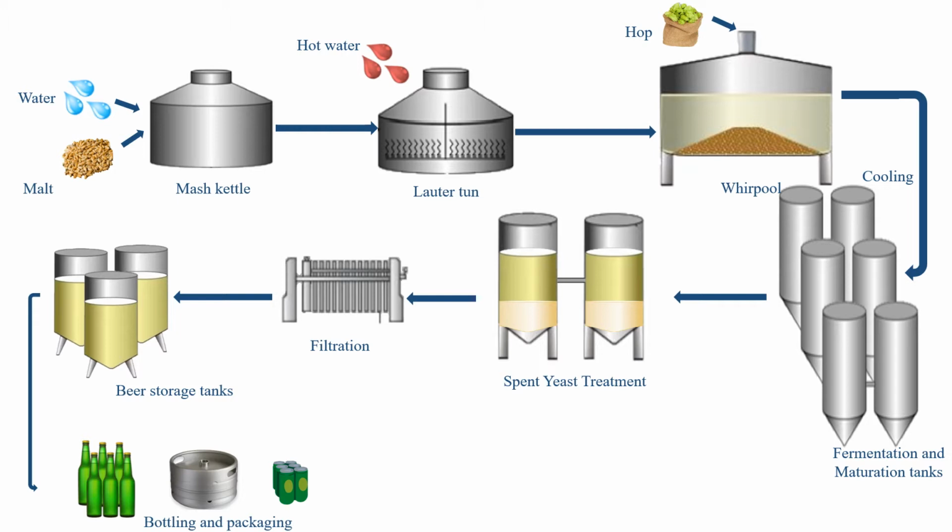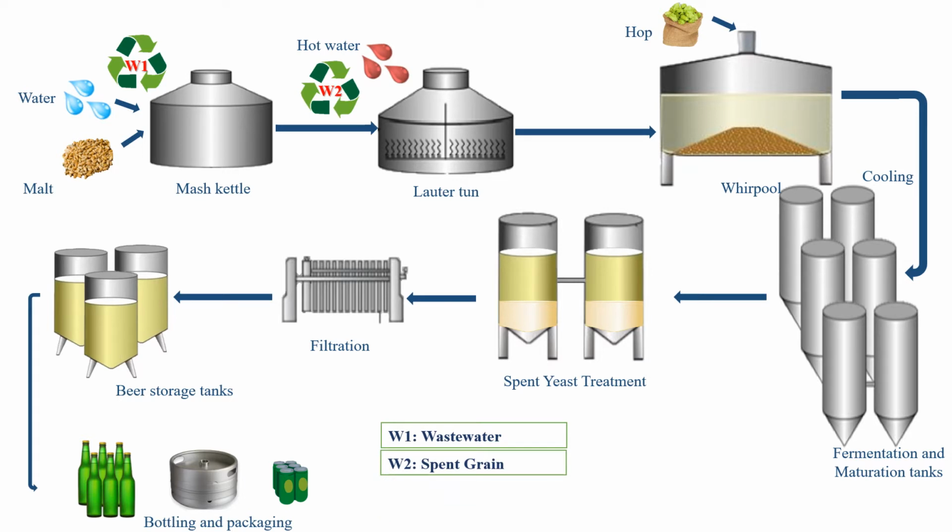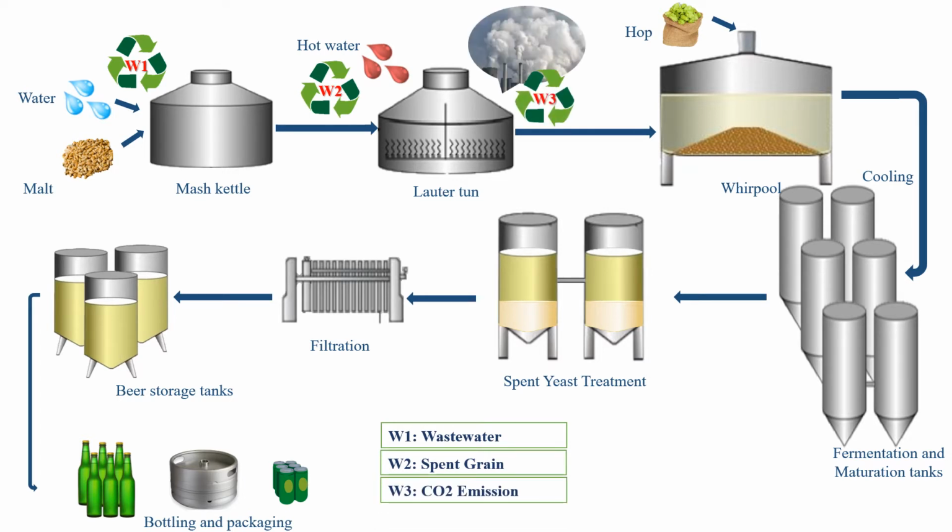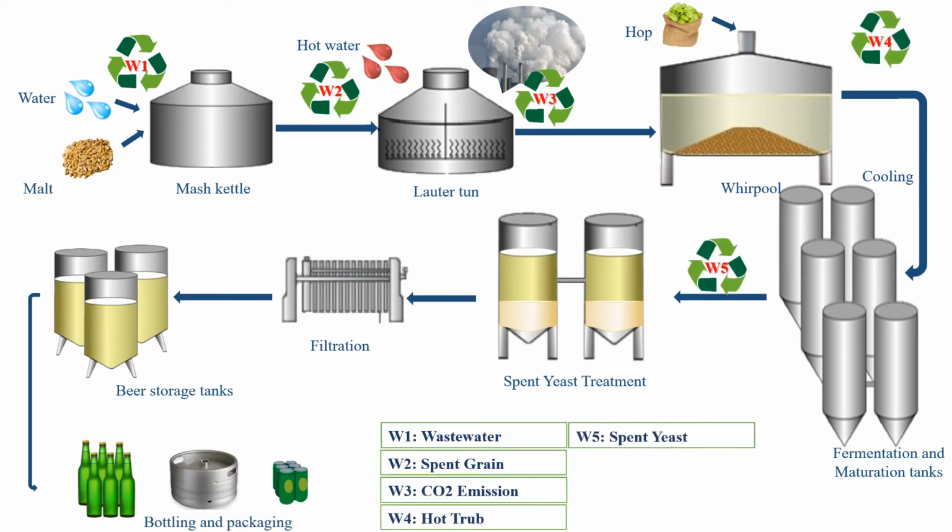Some examples of the waste that we would be looking into would be the wastewater, so we might upgrade the wastewater treatment. We would look into the spent grain at different stages of the process, the CO2 emission and the carbon footprint, the hot trub, the spent yeast.